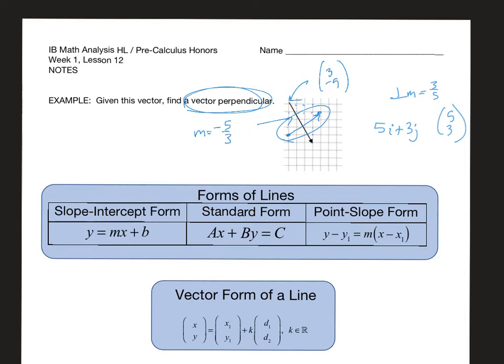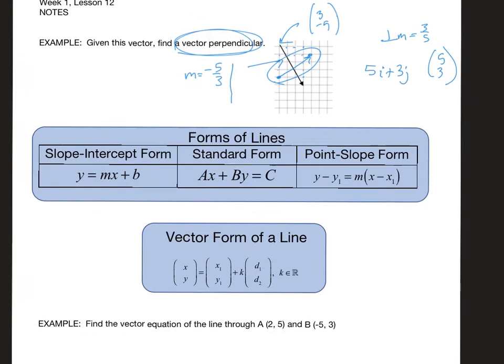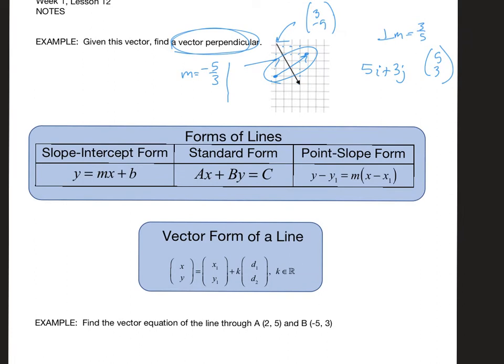Now on the screen, you're seeing some forms of lines that you've already used, and hopefully you're comfortable with. They shouldn't be new to you. Something I want to point out on standard form, which is kind of important: there are some conditions on it. A, B, and C cannot be fractions or decimals, and the leading coefficient has to be positive. Again, just a reminder.